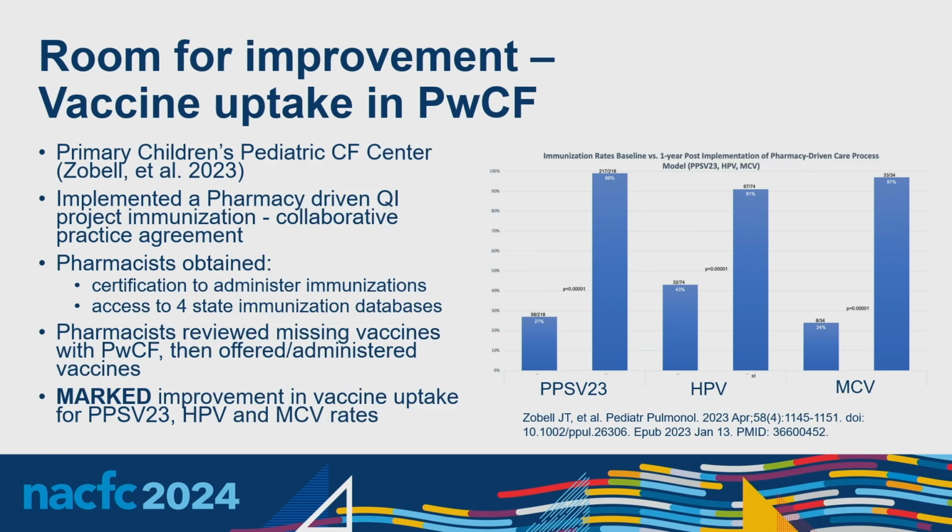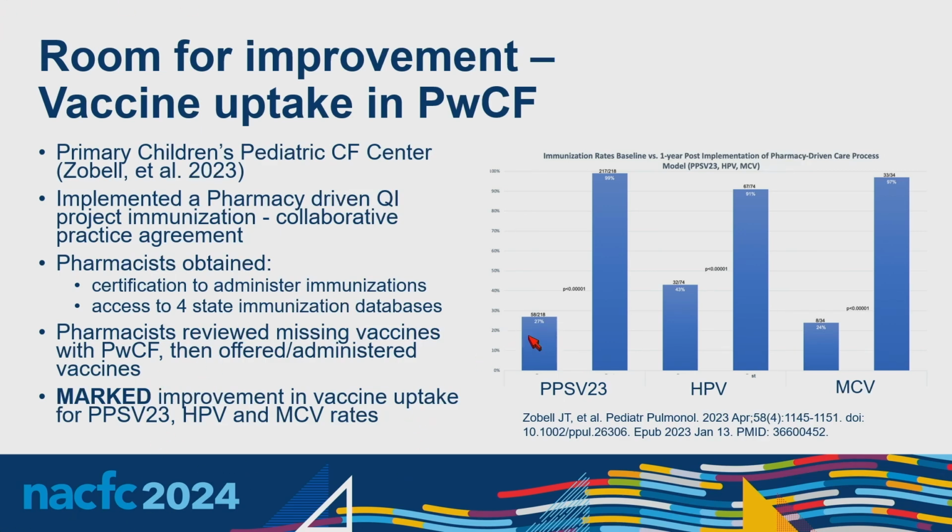They began by initially looking at the rates of vaccination for all vaccines, but especially focused on some of the adolescent age vaccines that are given in the general population. The pharmacists, in order to do this, obtained certification to administer immunizations and gained access to all 4 state immunization databases for the areas that are served by their CF center. They then reviewed missing vaccines with individuals with CF and their families and offered and administered vaccines when patients were eligible.